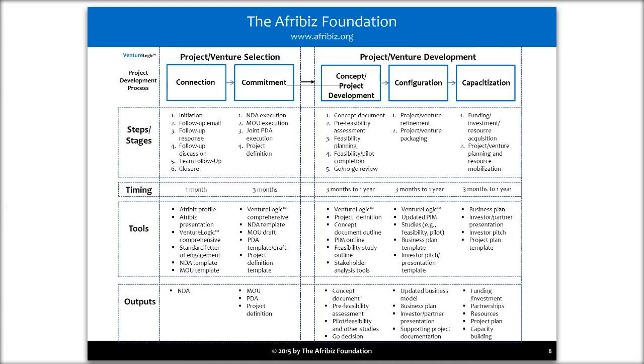Okay. And so the outputs of the configuration is an updated business model, obviously, that's contained within the bankable project. You'll have a business plan, you'll have that investor partner presentation, and also supporting project documentation. They need to have your company registration, copies of the share certificates, copies of the feasibility, and credit references, for example. There's a lot of documentation. That is all a part of the configuration process.